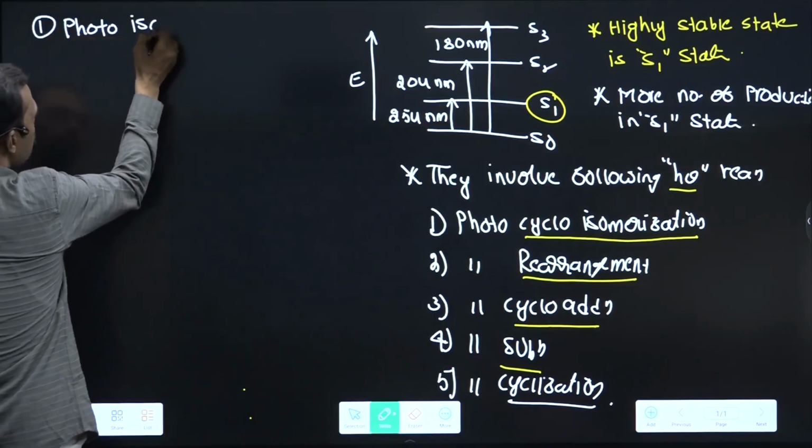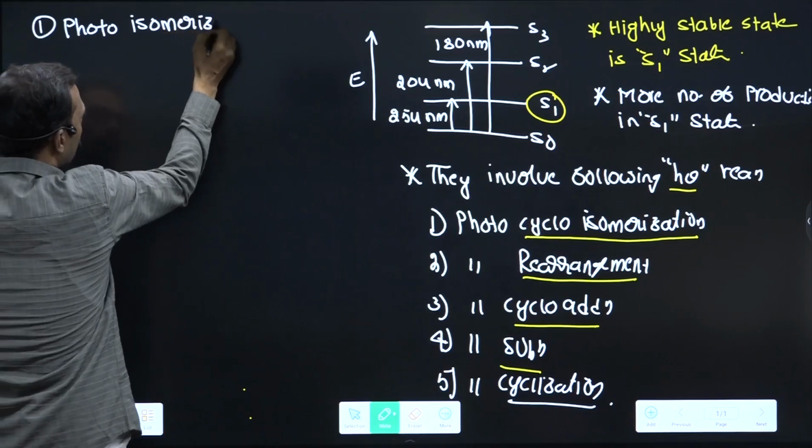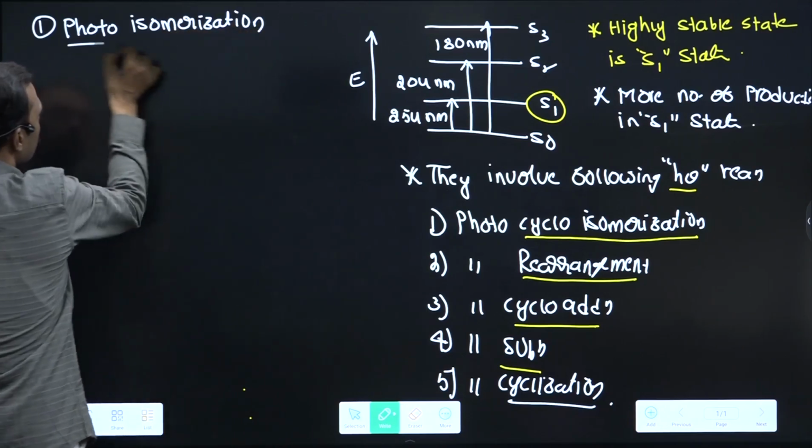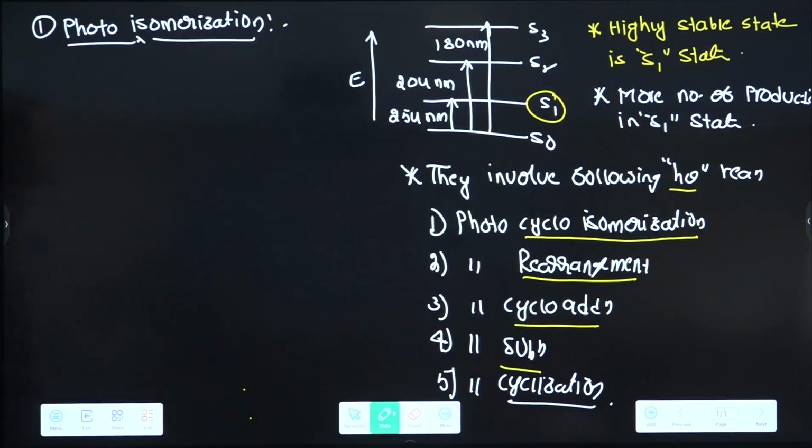See, photoisomerization. What is photoisomerization? Photoisomerization of benzene.